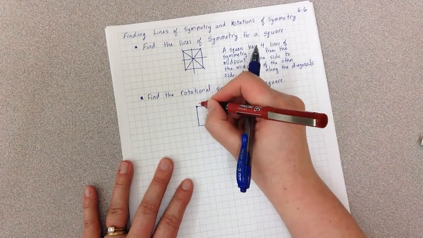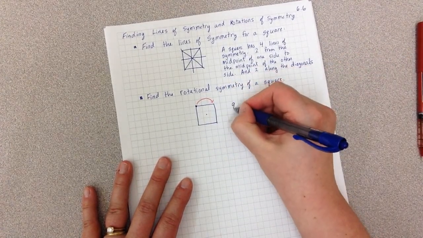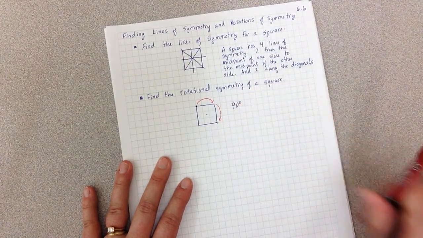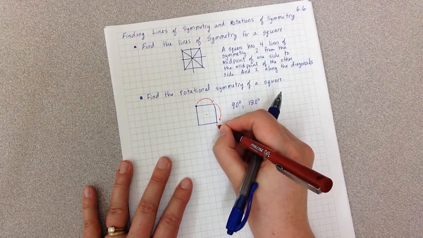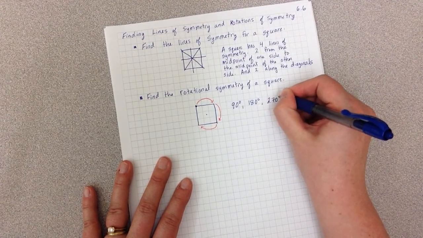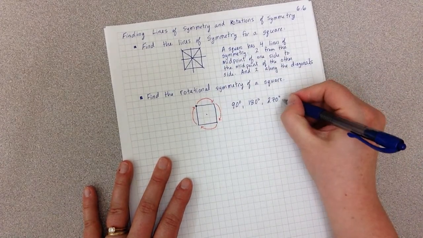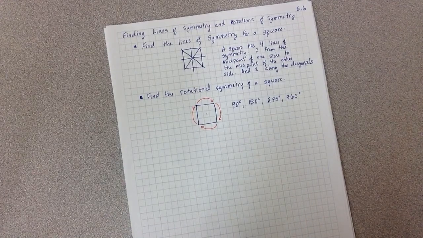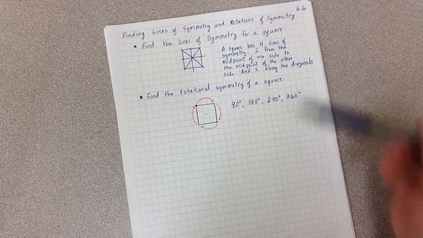One is when we go from this vertex to this vertex, and that's 90 degrees. One when we go from this vertex to this vertex, that is 180 degrees. Again, vertex to vertex, that is 270 degrees. And last, vertex back to where we started, which is 360 degrees. And those are the lines of symmetry for a square and the angles of rotational symmetry for a square.